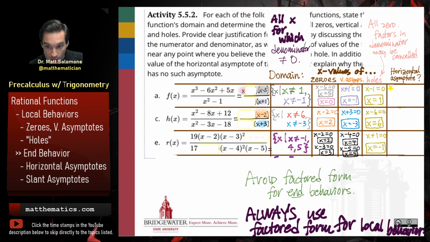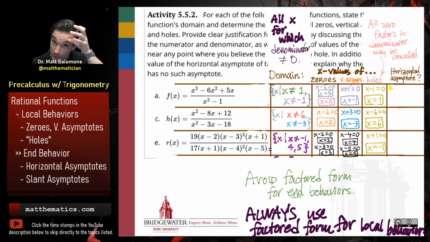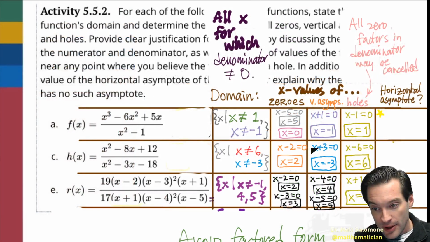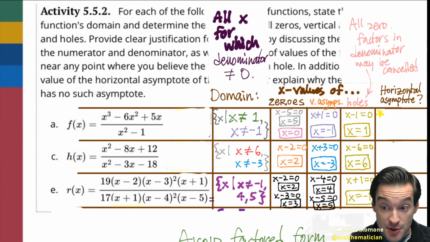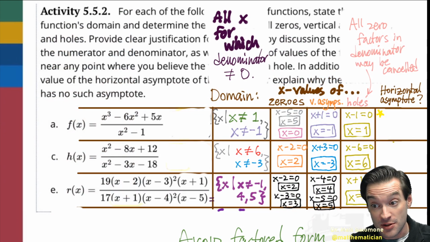Okay, and so all of the work that we did to factor a few minutes ago, let's just forget about it. It served its purpose. We used all of the factored forms to figure out the local behavior, the zeros, the vertical asymptotes, and the holes. But now what we can do is think about the end behavior by instead using the multiplied out forms, not the factored forms of these expressions. So I want to do this by making an analogy to how we figured out the end behavior for polynomial functions in our last video.